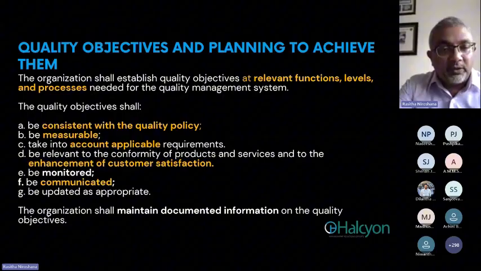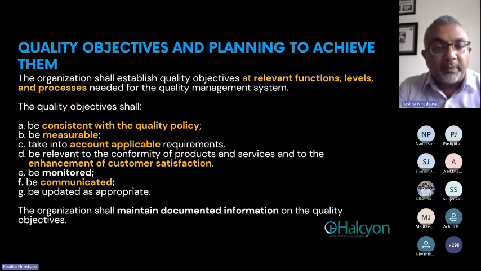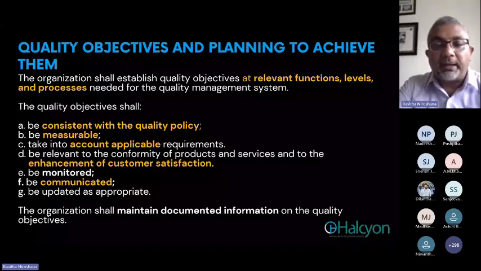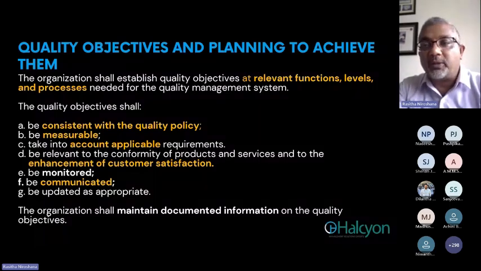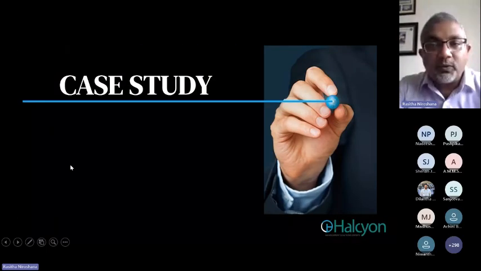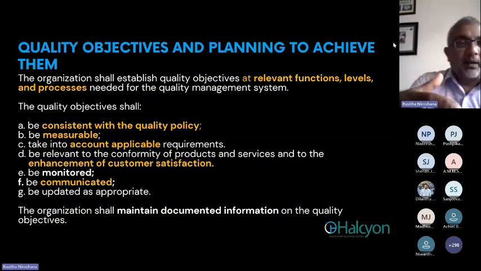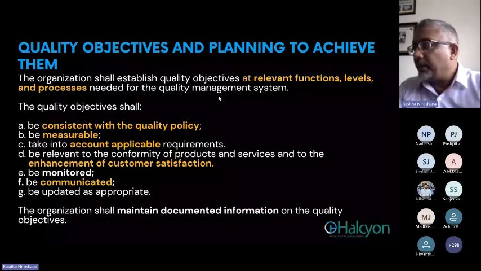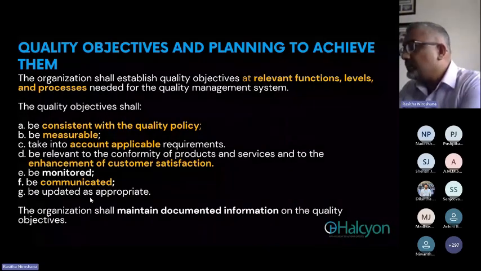And then once you develop them, they should be monitored, communicated, updated as appropriate, and the organization shall maintain documented information of quality objectives, right? So now we are going to develop quality objectives. Team, now you are coming from different organizations. So can you develop quality objectives for your organization? See, now I got one feedback, I think, Dushanti, right?